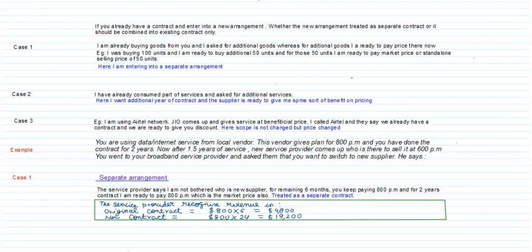Now let's say I am already buying goods from the supplier and I am asking for additional goods, and for those additional goods I am ready to pay the market price at that point in time. For example, if I'm buying 100 units and I'm ready to buy an additional 50 units, and for those 50 units I'm ready to pay the market price or the standalone price, that means I'm entering into a separate contract, which is separate from my original contract of 100 units.